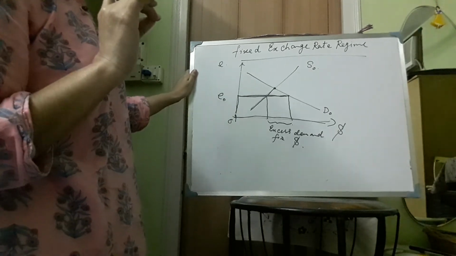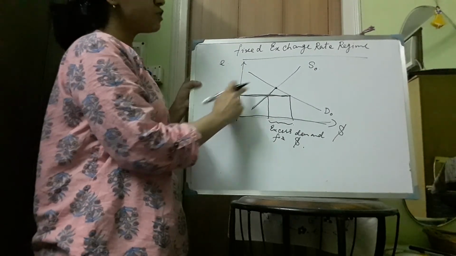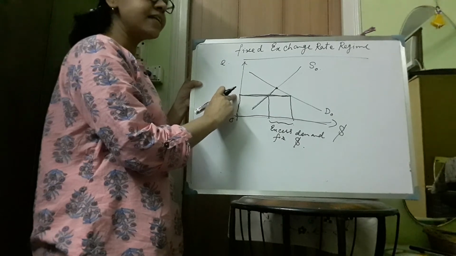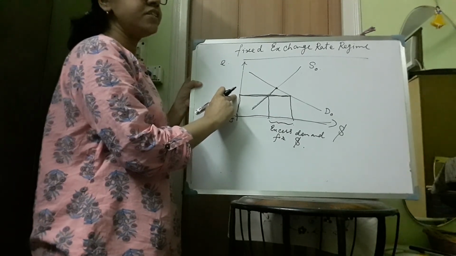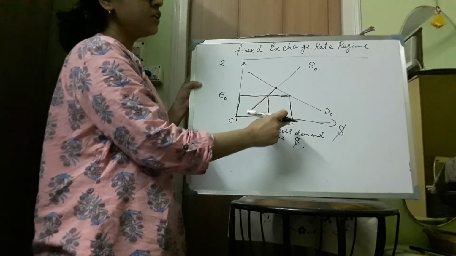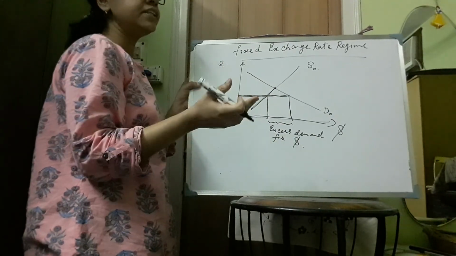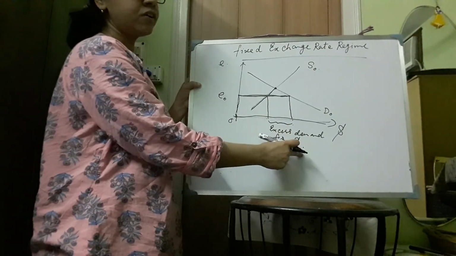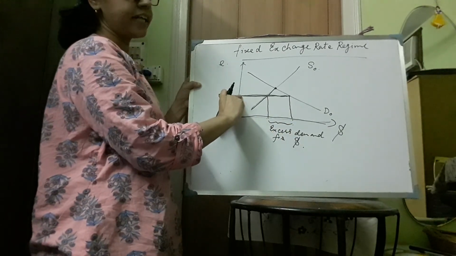In the fixed exchange rate regime, the exchange rate is fixed below the equilibrium point, and to keep the exchange rate at this level, the government will have to intervene. If there is some excess demand for dollar, the government will have to intervene and supply that excess demand for dollar to keep the exchange rate at this level.